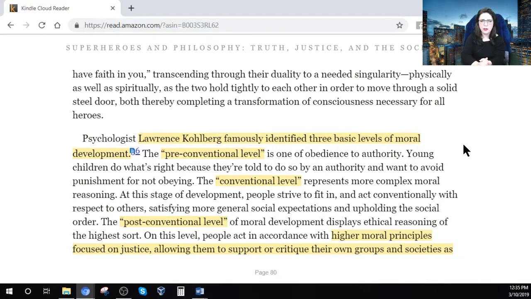Let's look at what psychologist Lawrence Kohlberg has to say about his three levels of moral development. First is the pre-conventional level, and this is just a basic obedience to authority. The next level is the conventional level, and this is where we start to work with more complex moral reasoning. It's at this stage that people try to fit in and become part of the norm. And then the last level, in which moral development can display ethical reasoning of some sort. So a higher moral focus is displayed at the post-conventional level.